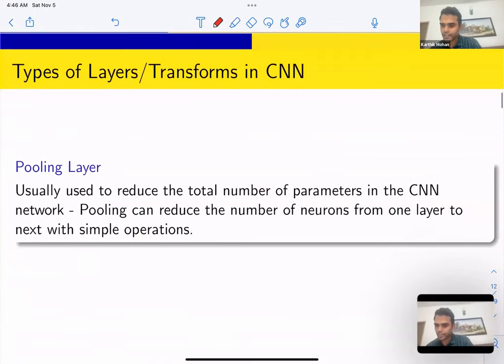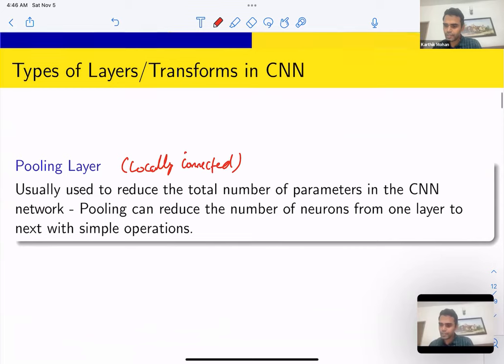Then you have the pooling layer. The pooling layer is also locally connected, right? Because when you pool, you again have a field size, a receptive field size, and you only use that field size to do the pooling and then get the output. Pooling is mostly to reduce the number of neurons from one layer to the other.